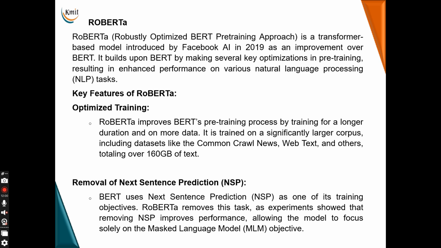Removal of next sentence prediction. BERT's second objective is next sentence prediction. So BERT uses next sentence prediction as one of its pre-training objectives. RoBERTa removes this, wherein if I can easily identify what could be the next sentence, what could be the next word, I need not have sentence prediction as one of my training objectives. So this RoBERTa model allows the model to focus solely on masked language model, not on next sentence prediction.